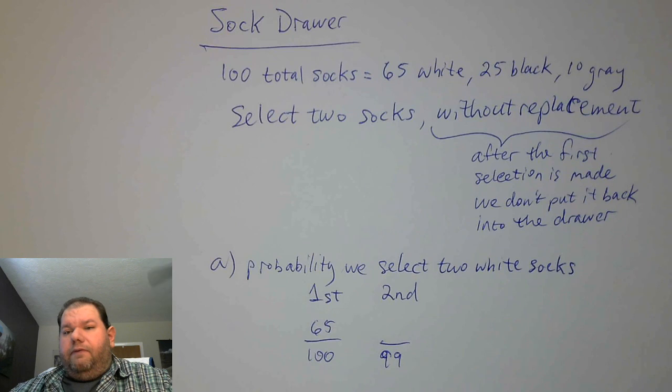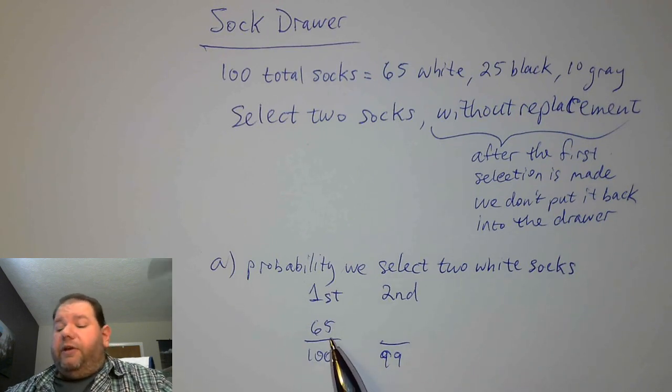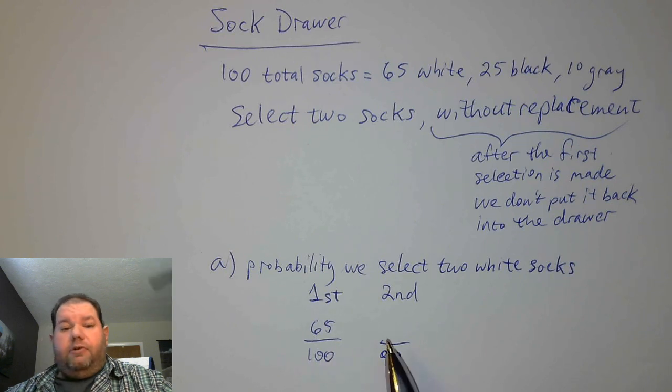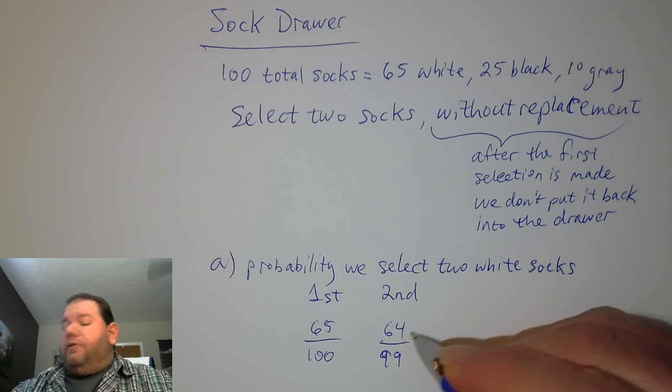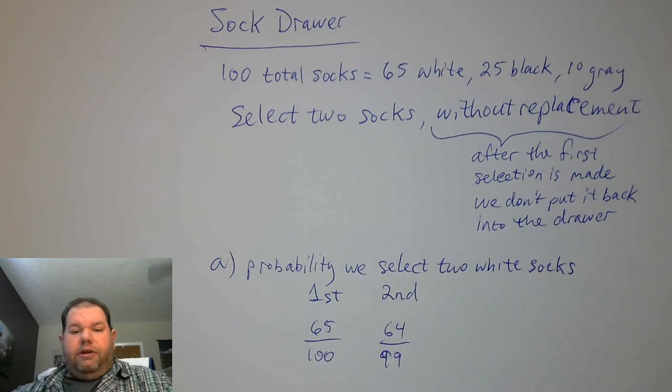So we had 65 in the original selection. Right, it could be 65 or 64 depending if we got a white sock first. In this case, we're saying we absolutely got a white sock first. Otherwise, we wouldn't be drawing again to get another white sock. And so that means there's 64 left that we could get out of the 99 remaining socks.